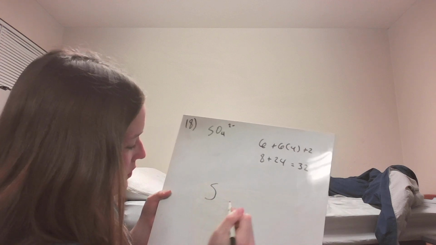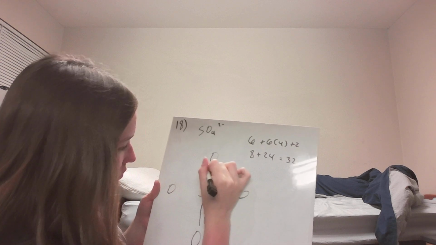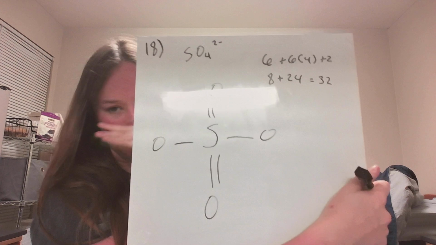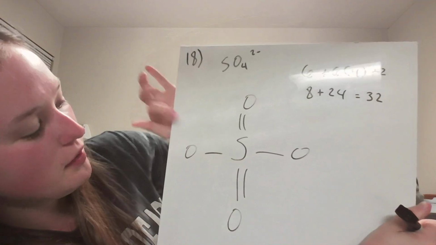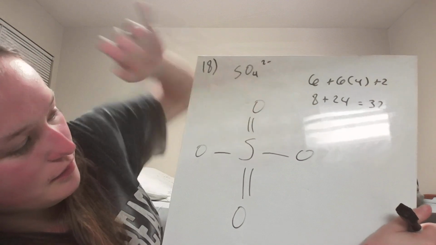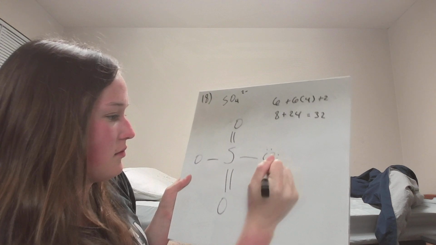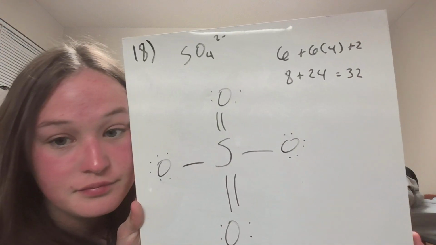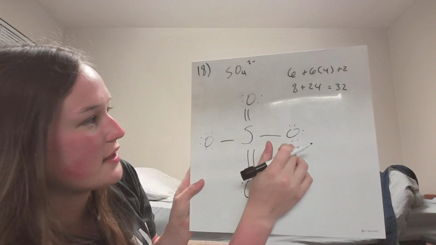Anyway, S, O, O, O. So we know that this is going to have to be 2 minus. So we know that 2 of these oxygens are going to have only 1 bond. And with this, S is going to have a 0 charge. So that's how it's looking. And so this is 0, this is 0, this is 0, this is -1, this is -1.